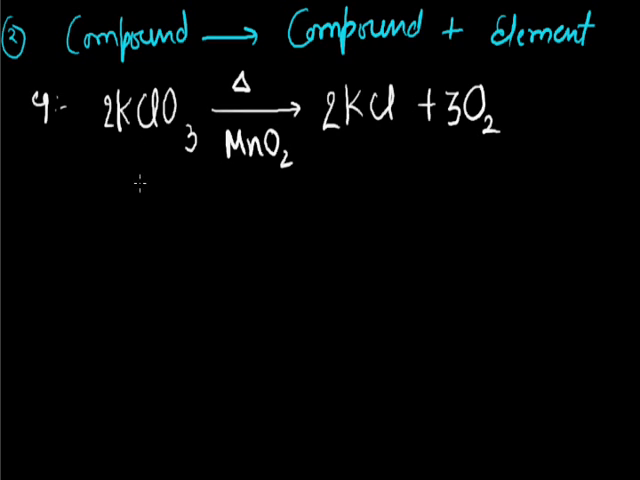Now we can see that KClO3 is a compound because it has 3 types of atoms. First one is potassium, second one is chlorine, and third one is oxygen. KCl is also a compound. It has 2 types of atoms. First one is potassium and second one is chlorine. But oxygen is an element because it has only one type of atom, that is the oxygen atom.